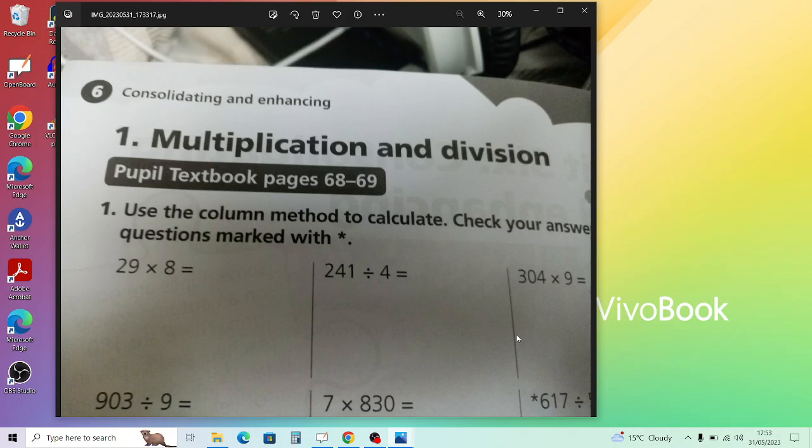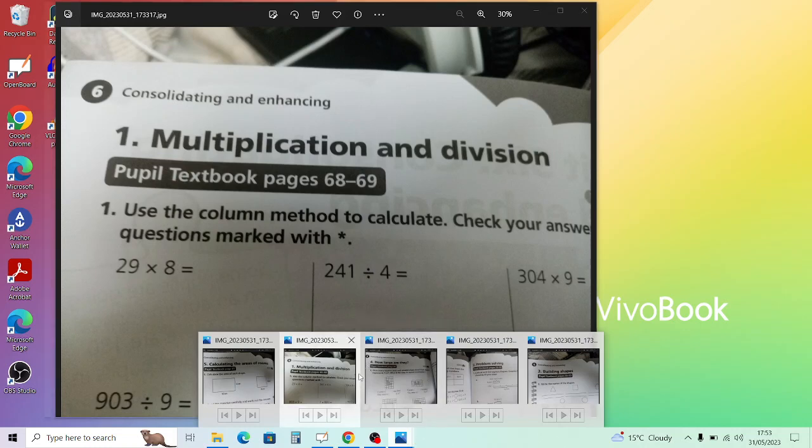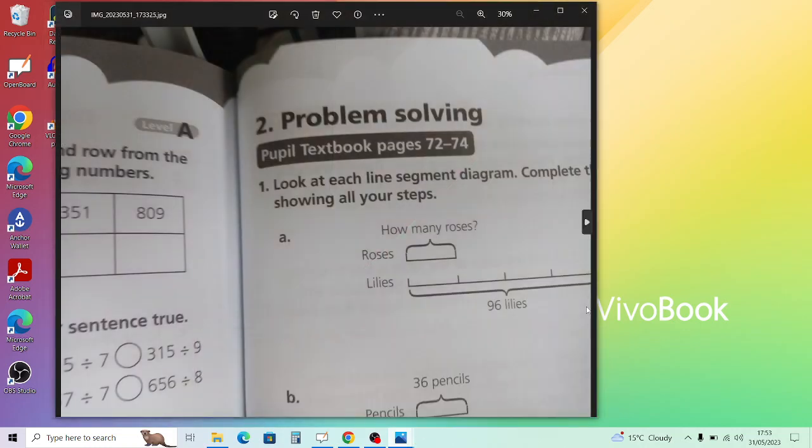Problem solving is the next title of this consolidating and enhancing. Let's find it here. Problem solving, there it is. So you look at each of the line segments and complete the calculation. So we've got 1a, so you can see 96 in 4 equal parts is 96 divided by 4. And then you've got b, how many pens?